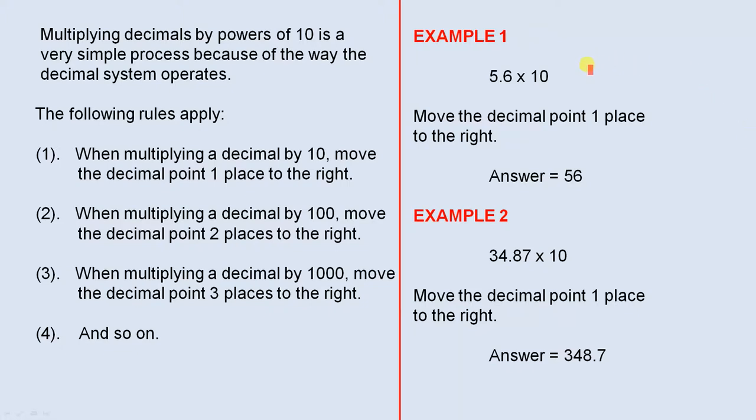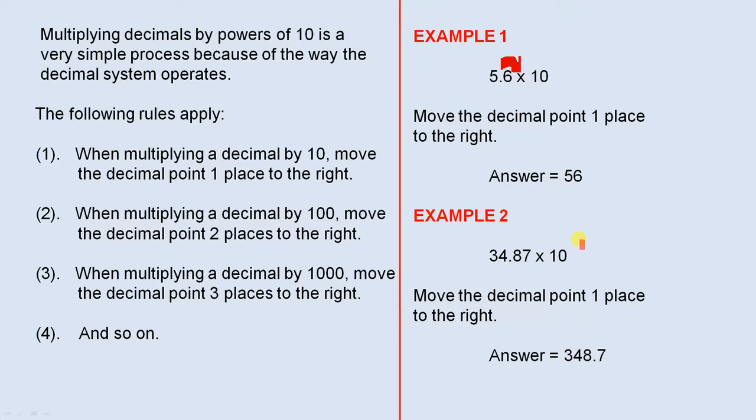Now here are some examples. If you have 5.6 and you're multiplying by 10, you move the decimal point one place to the right. So here it is, and all you do is move it to there, one place to the right, and the answer is 56 because it's moved from there to there. And when the decimal point is after the last digit, you don't have to show it.